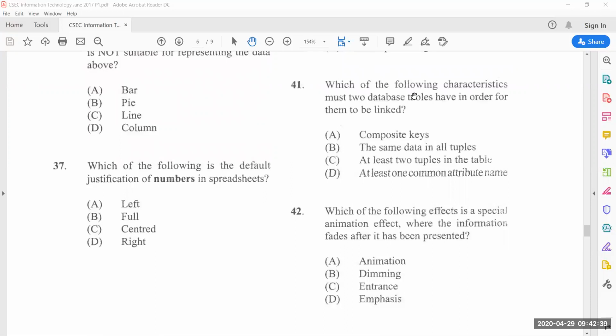Which of the following characteristics must two database tables have in order for them to be linked?